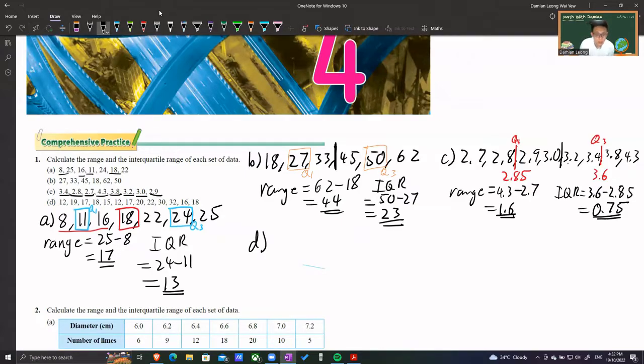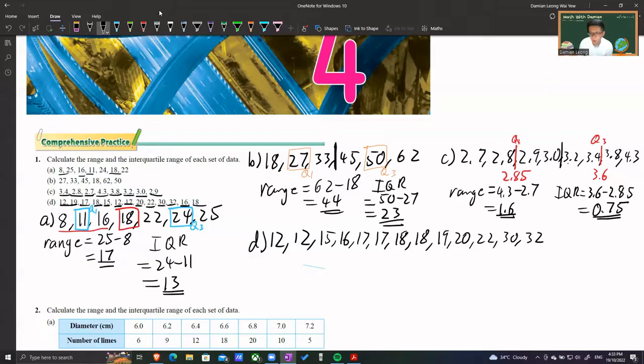Then part D. Again, lowest to highest number. So lowest I have 12 and another 12, 12, 12, 15, 16, 17, 17, 18, 18, 19, 20, 22, 30, 32.